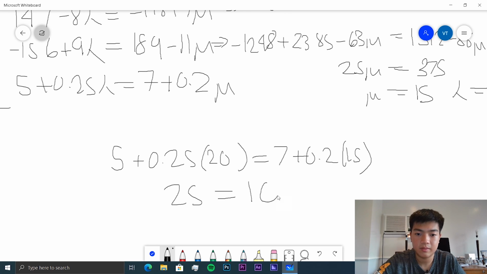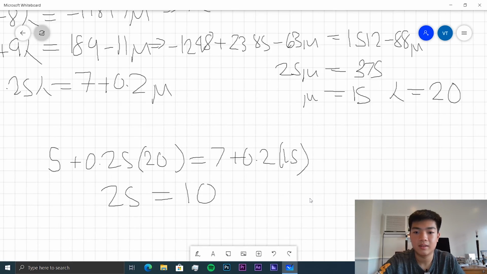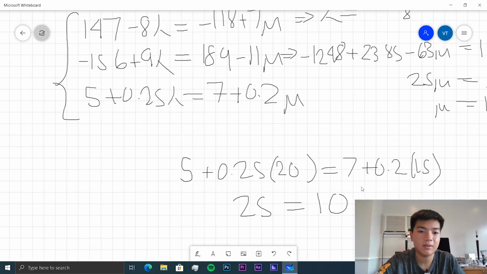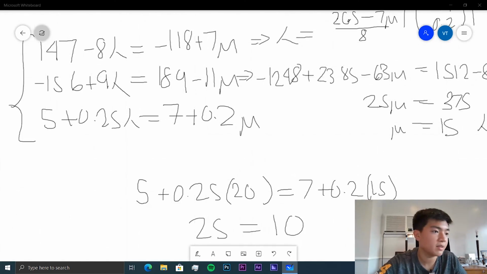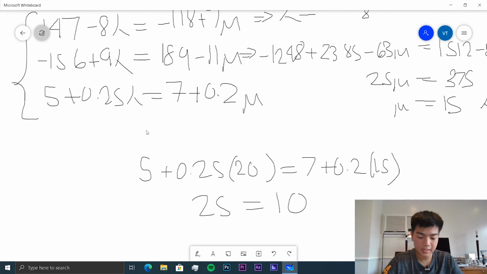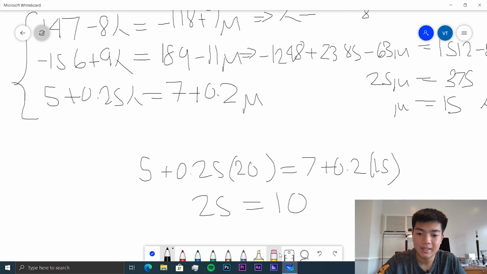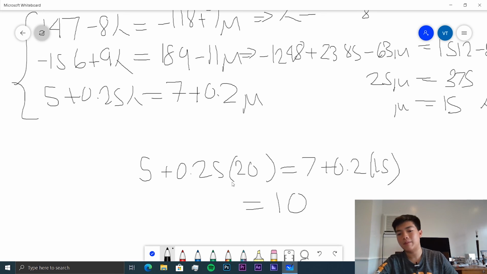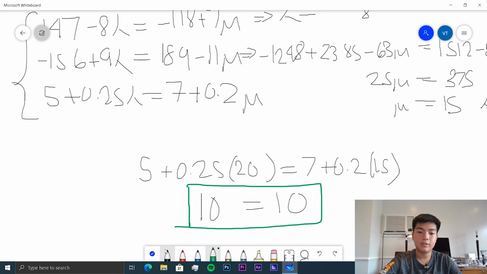Oh, this is a bit odd. Have I done this the wrong way around? So do the paths just not intersect? 5 plus 0.25 times 20. Oh, sorry, this should be equal to 10, because 0.25 times 20 is 5, so 10 equals 10. So the paths do intersect.